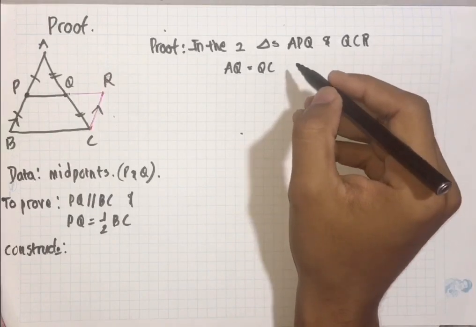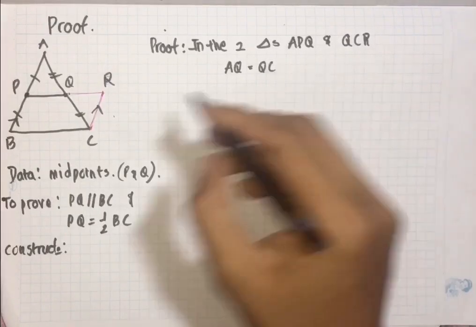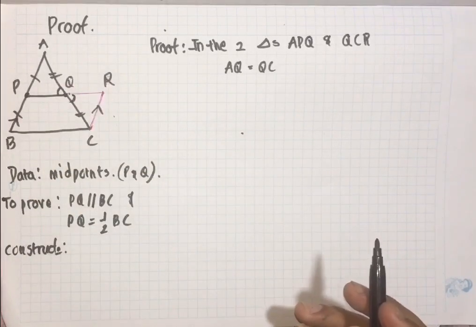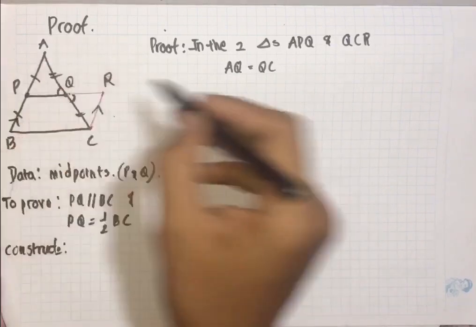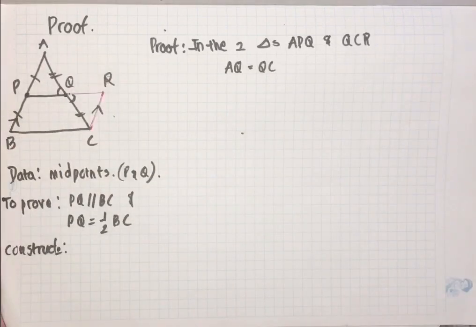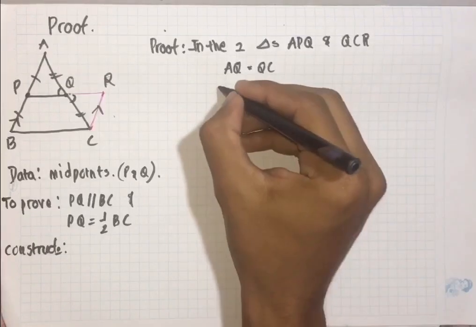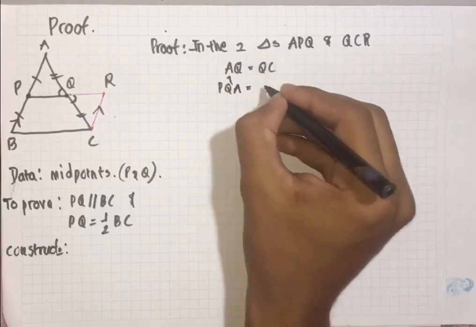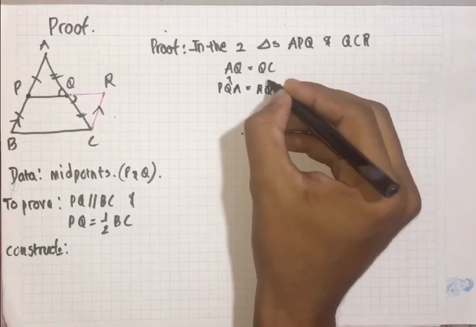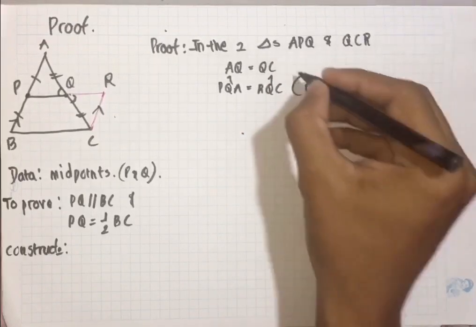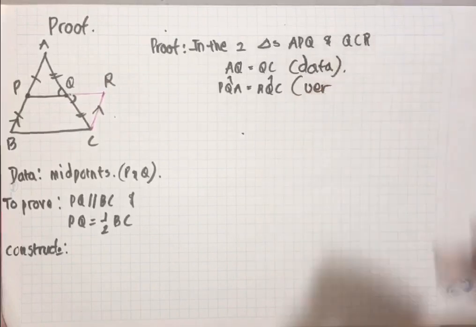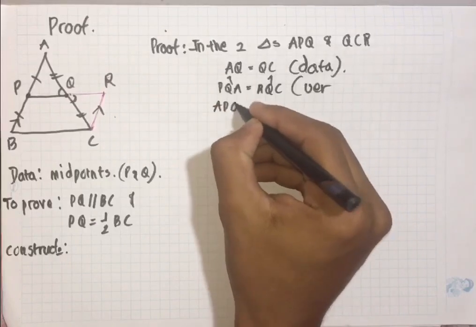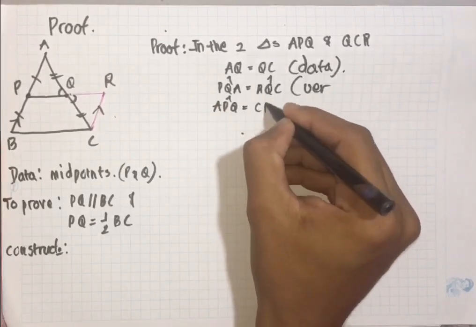Also you can speak about this angle and this angle. Both are vertically opposite angles, therefore those two are equal. Let's say angle PQA is equal to angle RQC. The reason is vertically opposite angles. Also the other angle I can take is angle APQ, which is equal to angle CRQ.